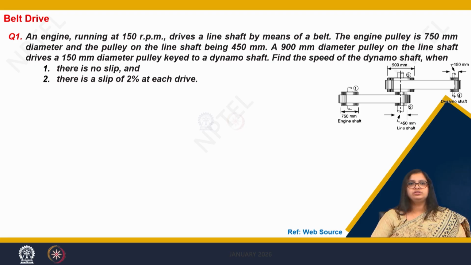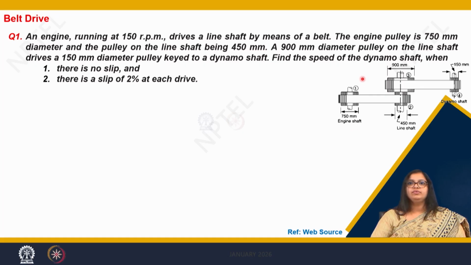The first question that we would be covering is on a belt drive where the power is getting transmitted from one shaft to an intermediate shaft, then to the final driven shaft. The question is as such: an engine which is running at 150 rpm drives a line shaft by means of a belt. This is the engine shaft and this is the line shaft, and then there is a third shaft, which is the driven or the dynamo shaft. Now, this engine shaft is running at 150 rpm.